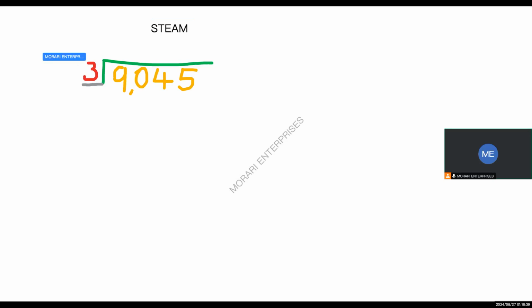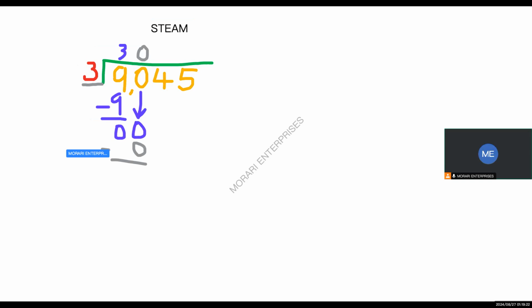And your famous long division will go like this. You start from 9. Why do you start from 9 and not from 5? You ask yourself, how many threes are in 9? Three threes are in 9. Then you do 3 times 3, which is 9, and you subtract to get 0. Then you drop down the 0. How many threes are in this 0? Well, 0. You put a 0 on top, do 0 times 3 which is 0, and 0 minus 0 gives 0.